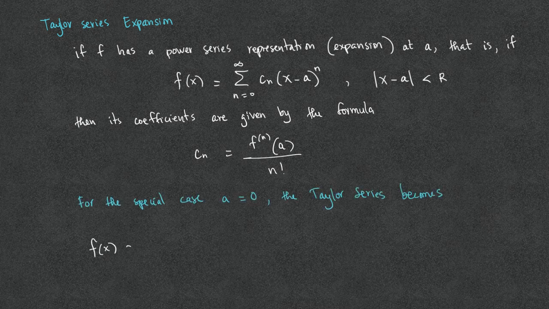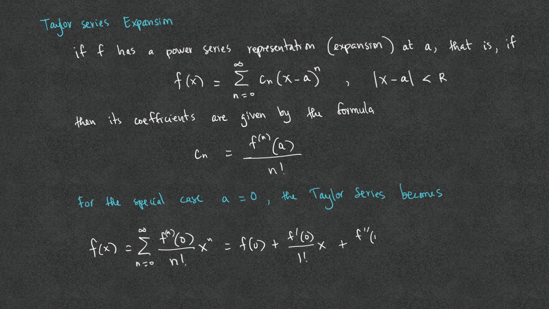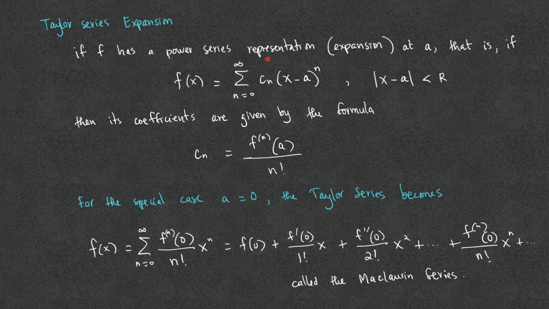For the special case when a equals 0, the Taylor series becomes f of x equals the sum of the nth derivative evaluated at x equals 0 divided by n factorial times x to the n: f of 0 plus f prime of 0 over 1 factorial x plus f double prime of 0 over 2 factorial x squared plus dot dot dot plus the nth derivative evaluated at x equals 0 divided by n factorial x to the n plus dot dot dot. This is called the Maclaurin series. It is the special case of the Taylor series.